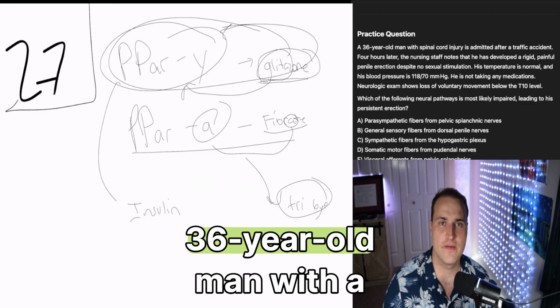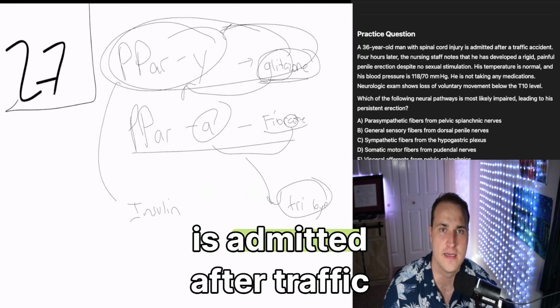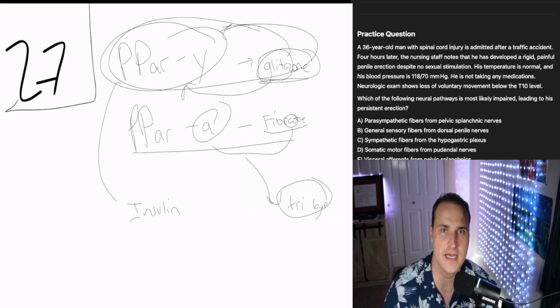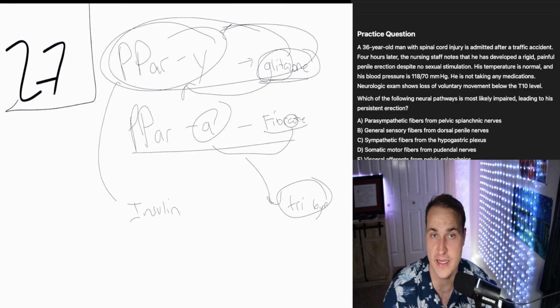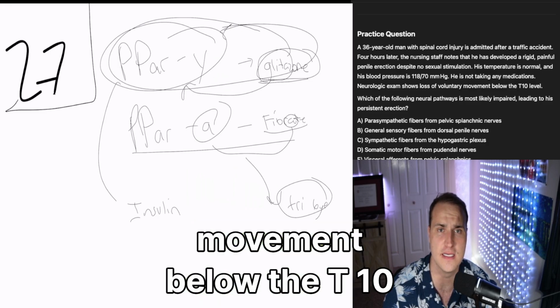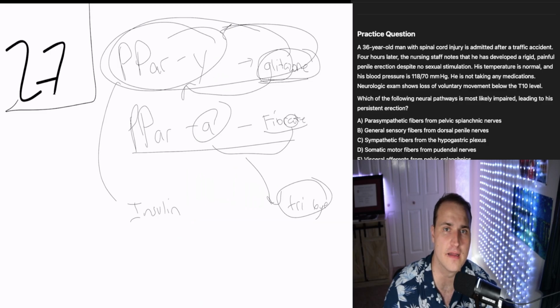All right, so our next question, we have a 36-year-old man with a spinal cord injury admitted after a traffic accident. 4 hours later, the nursing staff notes that he has developed a rigid, painful penile erection despite no stimulation. His temperature is normal and his blood pressure is 118, he's not taking any medications, and neurological exam shows a loss of voluntary movement below the T10 level. Okay, what is impaired leading to this problem?